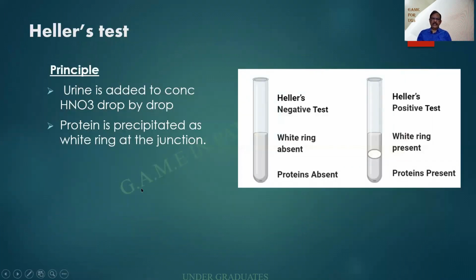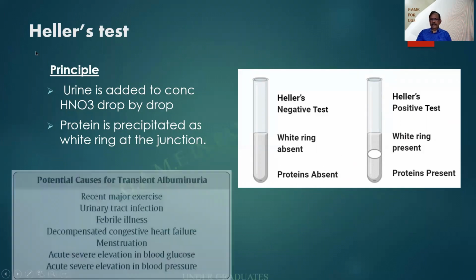The Heller's test is another test. The urine is added to concentrated nitric acid drop by drop, and the protein is precipitated at the junction. It is present as a white ring. So in this case, when it is negative, it is absent. Here I am able to see a white ring. That is Heller's test.